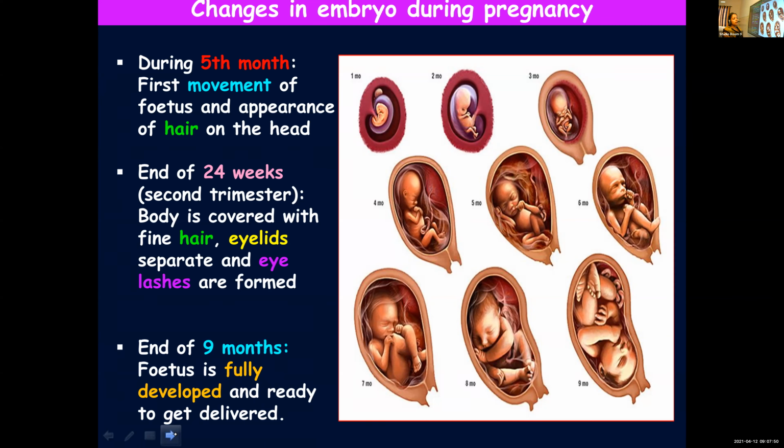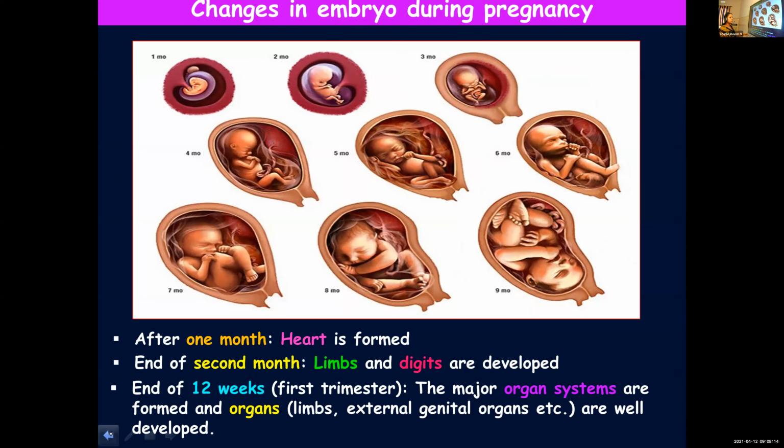So these are the different changes taking place in the embryo from the 1st month to the 9th month. All these you should know; you should be thorough with the different changes taking place during each month. I'll repeat the points once again.